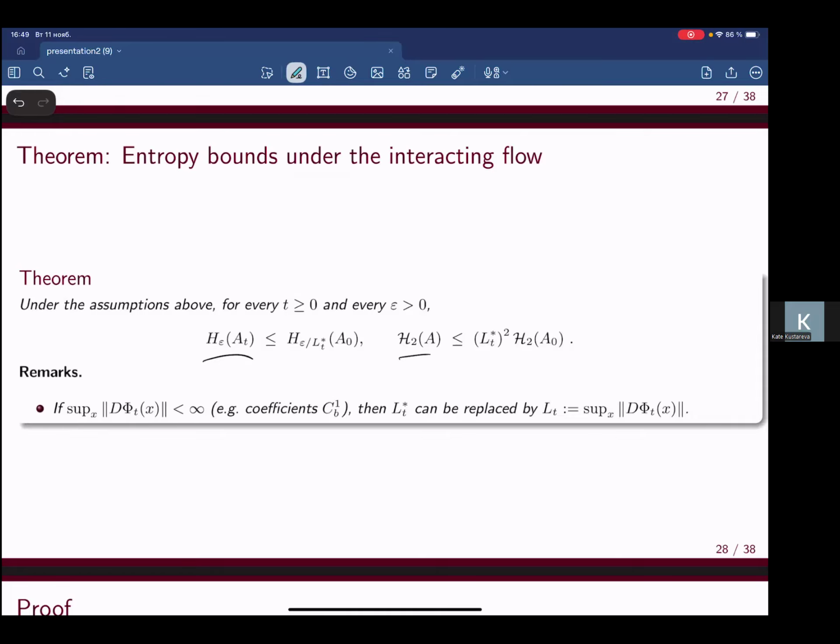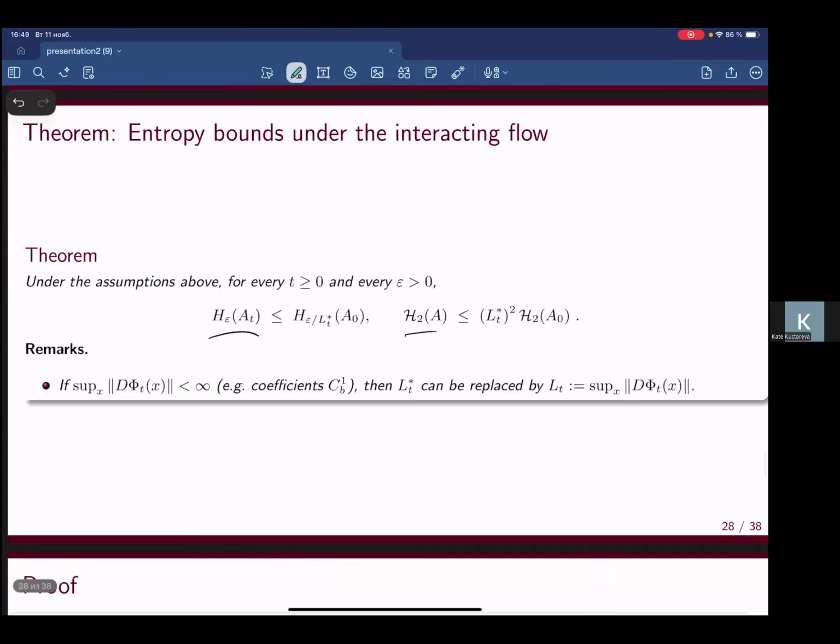In other words, the flow expands distance by at most L, and then the complexity of the image set AT increases by at most the same factor. And the second inequality concerns the quadratic entropy, and it expresses exactly the same type of contraction property, but measured in the L2 sense. So it controls the average geometric spread of the set under the flow.